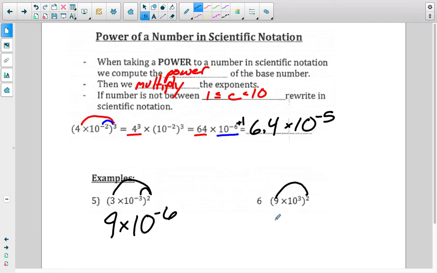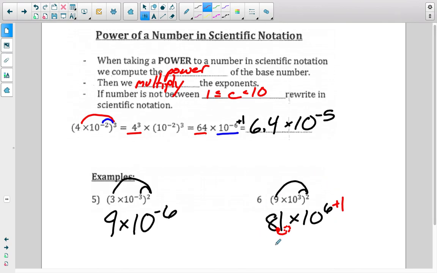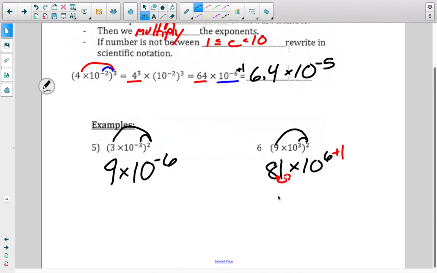Let's try it here. Take 9 to the 2nd power. We get 81 times 10 to the, multiply the exponents together, we get 6. Well, the decimal's right there right now, but I need it to be right here. So I want it to say 8.1. Now this number's too big, so I need to add 1 to the exponent. So I get 8.1 times 10 to the 7.